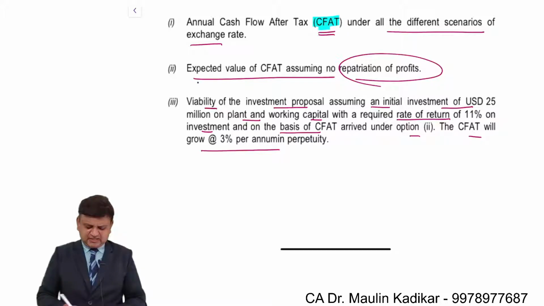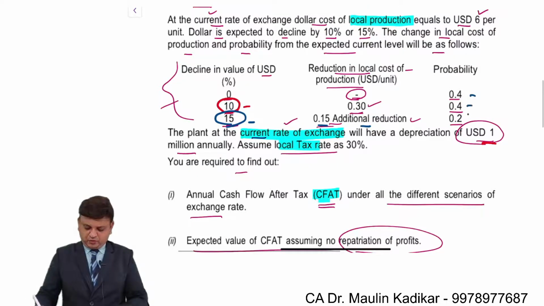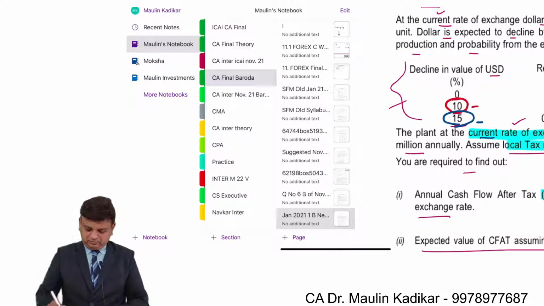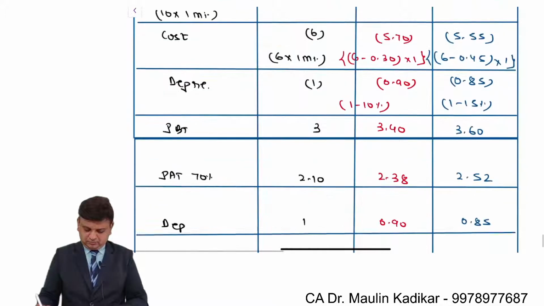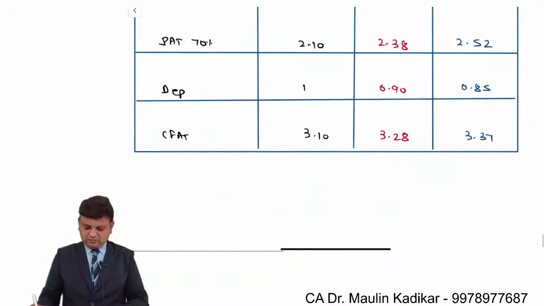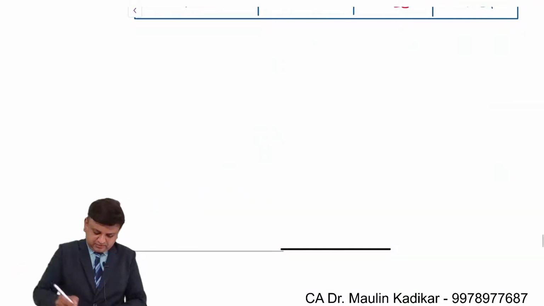Now the second is very simple. Mean value is to be calculated. Probability into cash flow that we have found. So 442. So that is the answer for the second question.